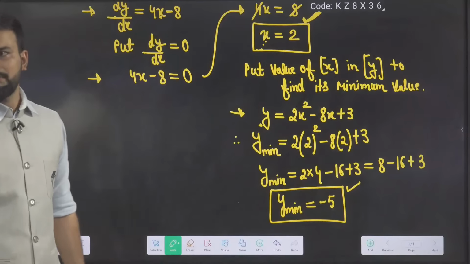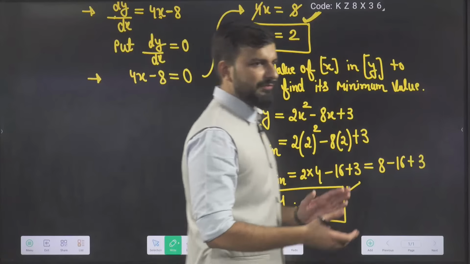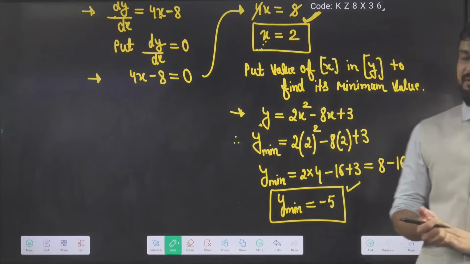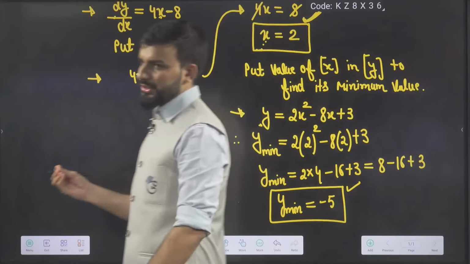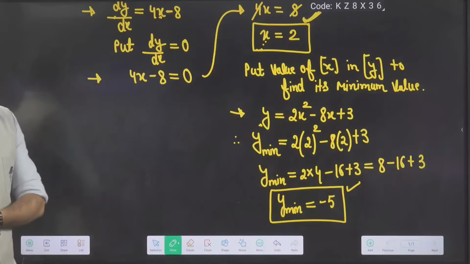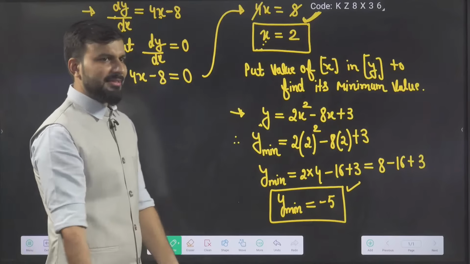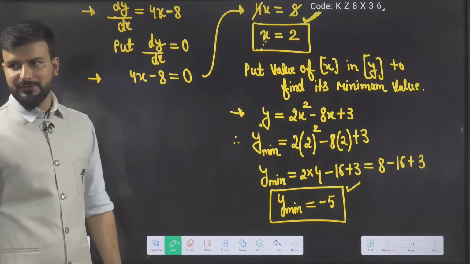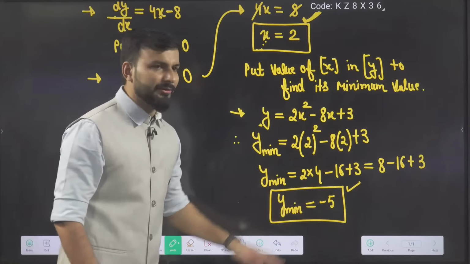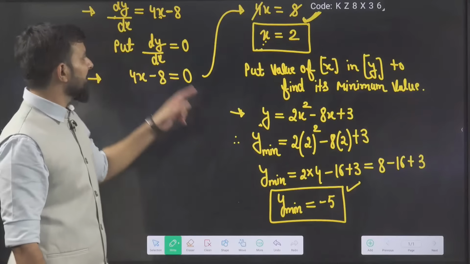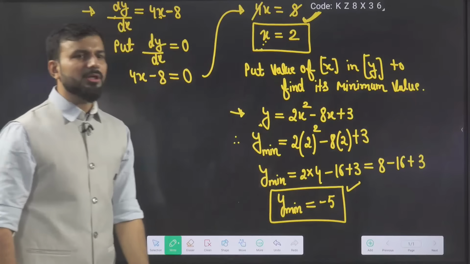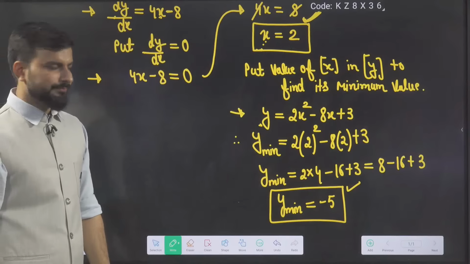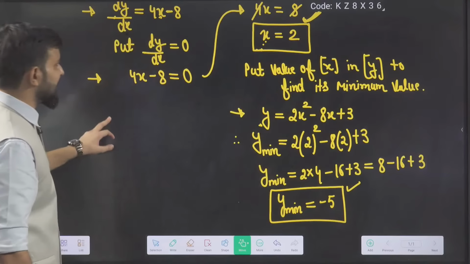This was the minimum value. Clap for yourself. Very good. This was the lengthiest question from the differentiation. Actually, it requires process. That's why you are finding difficulty. If some of you are finding difficulty, this is the minimum value. So what is the minimum value? Minus 5. Understood?